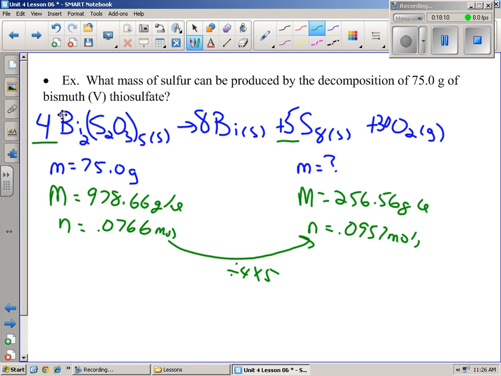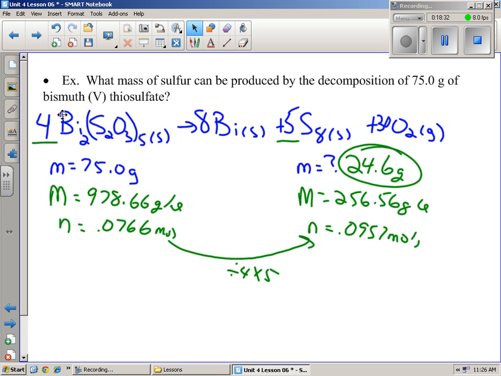I multiply those two, of course, and my final answer, all said and done, with significant digits as well, is 24.6 grams. Okay? We could go to the lab and you could test this out. You could. We just did it the other day with malachite. If you don't believe me, I could go find some bismuth thiosulfate for you. You could do this exact same thing.